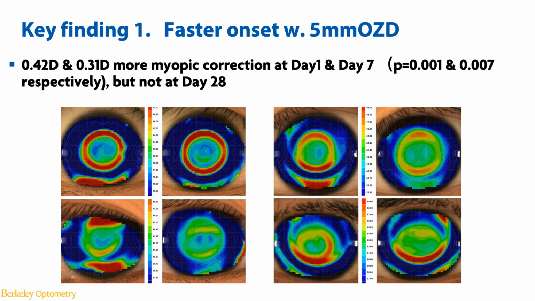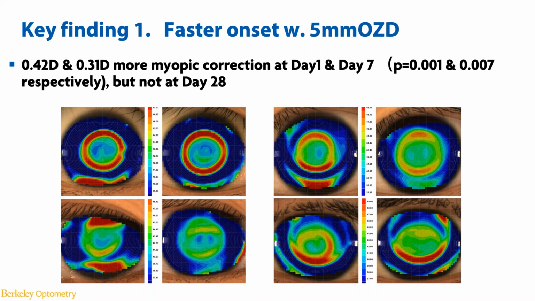The first finding is that we have found the 5mm OZD design created a slightly but statistically faster onset of myopia correction. And from some of the sample images I'm showing you here, you can see that for the 5 OZ design, on average, they have created a 0.42 diopter of more myopia correction at day 1 and a 0.31 diopter more at day 7. And this is statistically significant. The difference gradually diminish, and at day 28 or 4 weeks follow-up, we're not seeing the difference anymore.